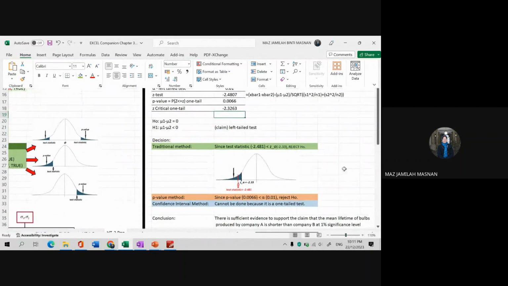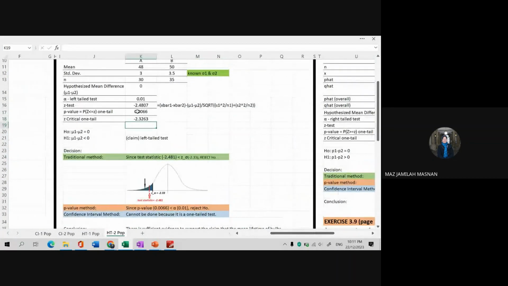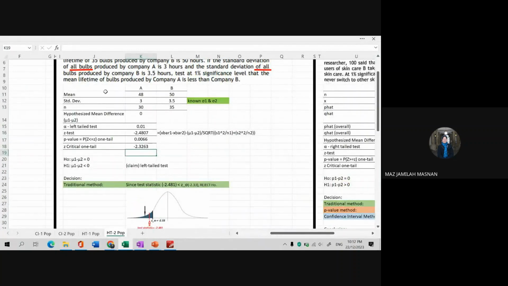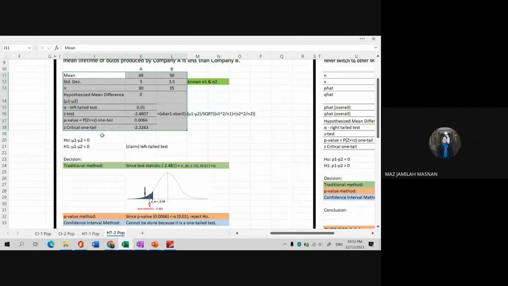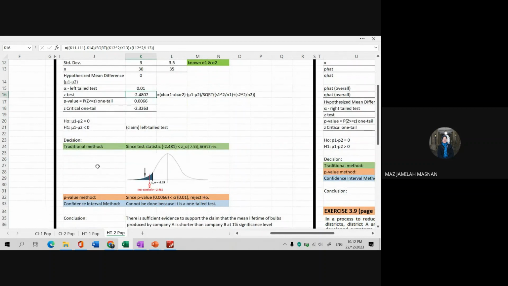Okay, that's why I put it this way. Imagine you will be given this information. All these are given in your assessment later. So what you have to think about is how to perform your hypothesis testing and use the information given to carry out the test.